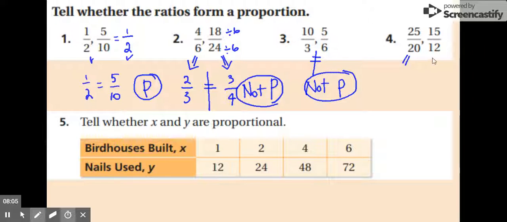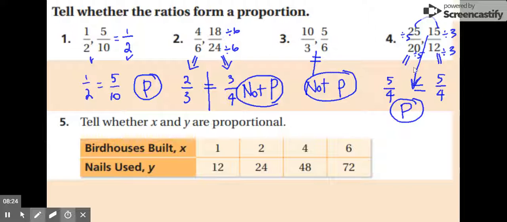And this is not simplified, so you have to simplify both. Divided by 5 and divided by 5, that's going to be 5 over 4. And divided by 3, so 5 over 4. Those are equivalent. So it's a proportion. These two ratios form a proportion. These two ratios, it's just two ratios. It's not forming a proportion. All right, tell whether x and y are proportional.